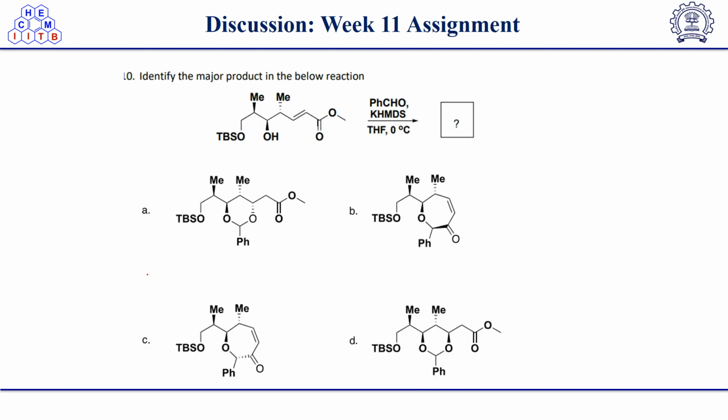Moving to the last question of the week 11 assignment: identify the major product in the reaction. So this compound, upon treatment with benzaldehyde and KHMDS in THF at 0 degrees Celsius, which will be the major product out of the four options given here?